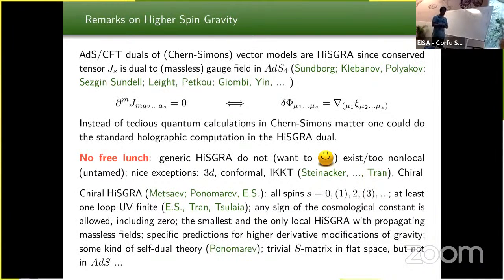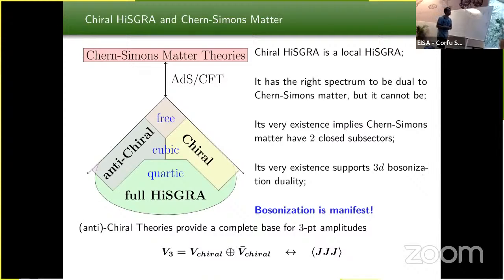It has many nice properties. But what's the place of this theory here? This theory has the right spectrum to be dual to Chern-Simons matter theories, and it's also a theory in AdS4, which you need for AdS/CFT to apply. But it's too small, not in the sense of spectrum, but in the sense of interaction. Already at the cubic level, you can see that all interactions are covered by what we call chiral and anti-chiral. So we sort of have half of the theory here.